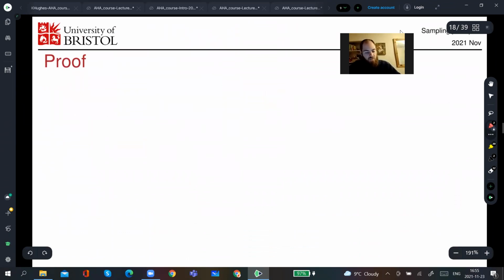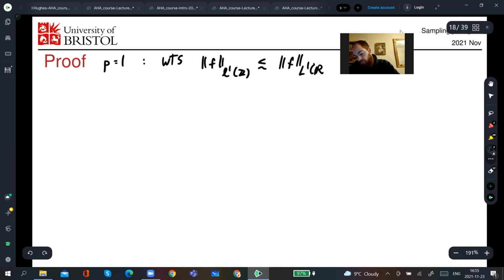But let's go on into p equals 1 now. So that was p equals 1. Or sorry, that just before was p equals infinity. So p equals 1, for which I want to show the little L1 norm of f sampled on Z is at most some constant times the big L1 norm of the function on all of R. Sorry, the big L1 norm. Great.